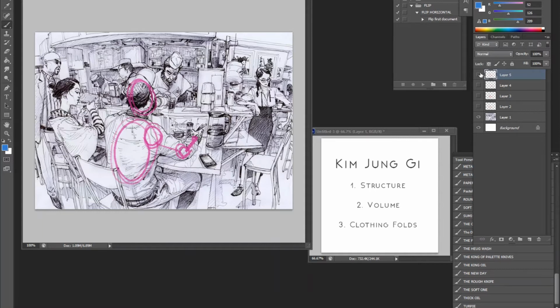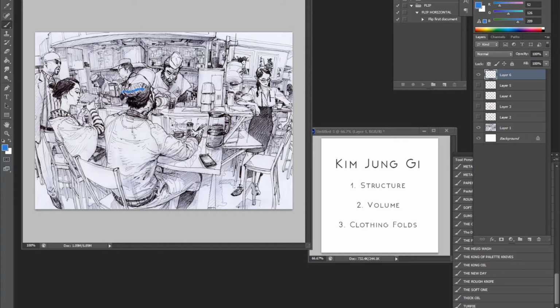So really, what is volume? Volume is basically creating that sense of three-dimensionality. What I mean by that is circles and spheres are naturally very ambiguous. We don't know where this sphere is facing. Well, more like an oval shape, but we don't know where it's facing. We don't know what's going on here. But Kim Jung-gi is insanely good with this, and I want you to really take note of this.